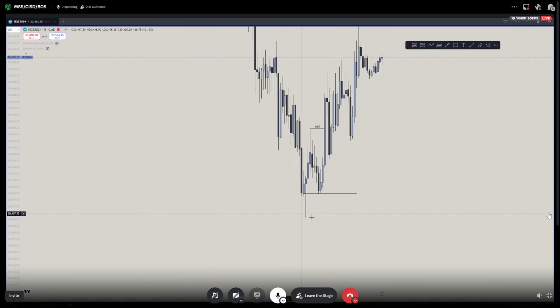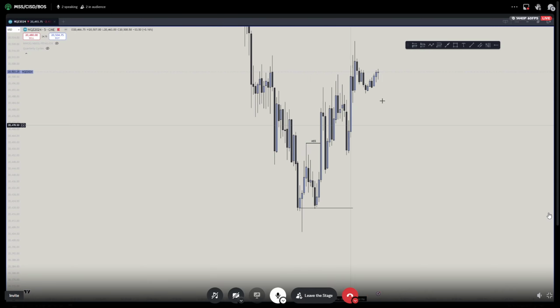Do I personally? Not really, but you can classify this as your market structure shift here on the 5-minute, and you can see this 5-minute BISI ended up holding. And this also becomes a mitigation block as well, right?